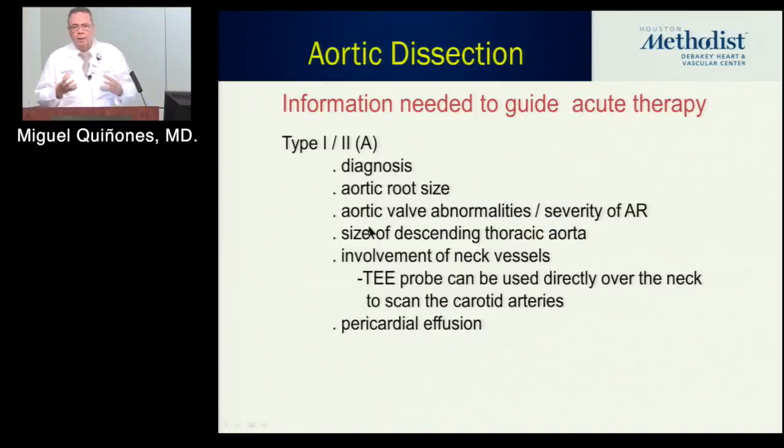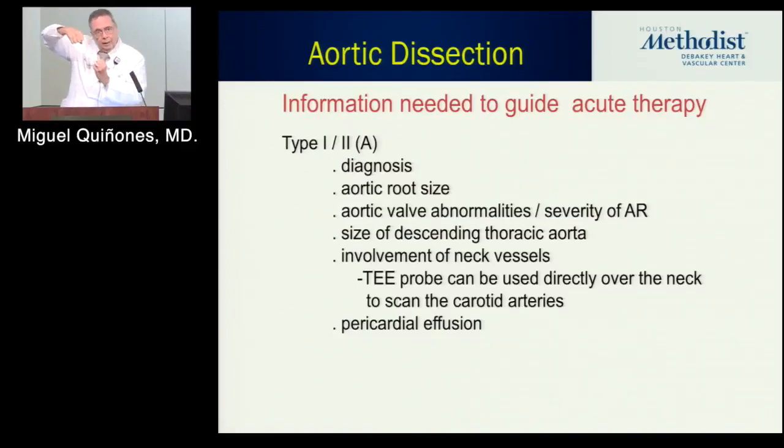If somebody has a big root, like the patient I showed you, she ended up with a composite graft, where she had a prosthetic valve and a graft all put together. So you need to know the aortic root. You need to look for aortic valve abnormalities and grade the severity of AR. Is it valvular AR? Is it because the annulus is being dilated from the aortic root, like happened to her?